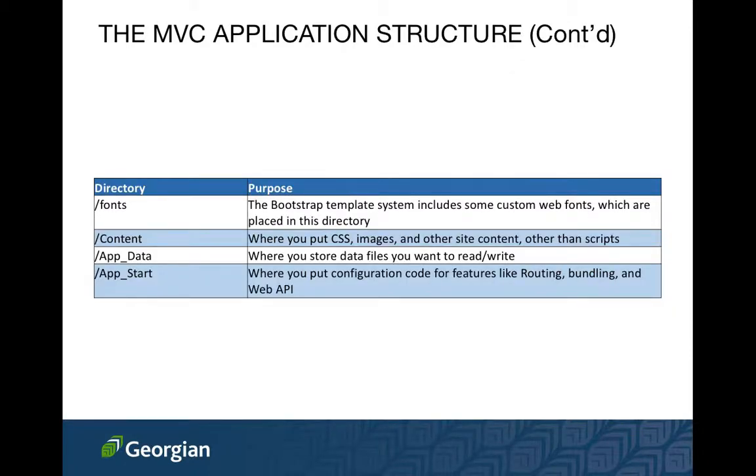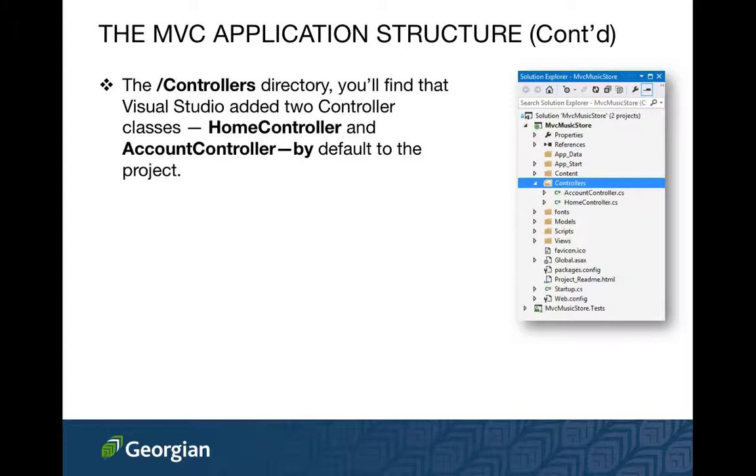So the fonts directory, because you start off with your MVC Bootstrap template system, includes custom web fonts. Content is where you put your CSS. We kind of showed that today. App data is where you store your data files, physically on the server, right? If you have a data file, for whatever reason, not a database file, a data file of some sort. Then configuration code for routing and bundling and web API in app start. So that's part of it. In your controllers folder, in this particular case, you have a couple of controllers here, your account controller and your home controller, so your controllers folder holds your controllers basically.